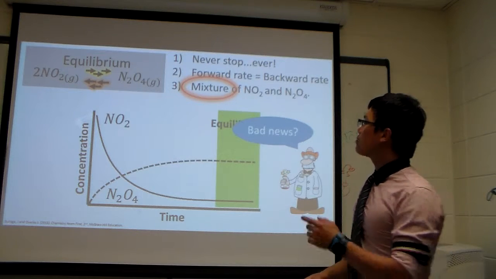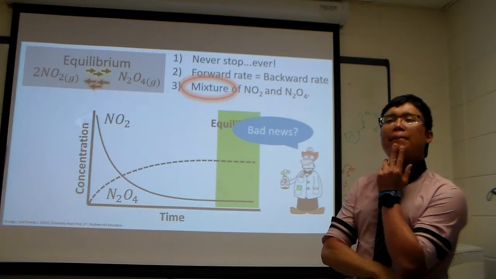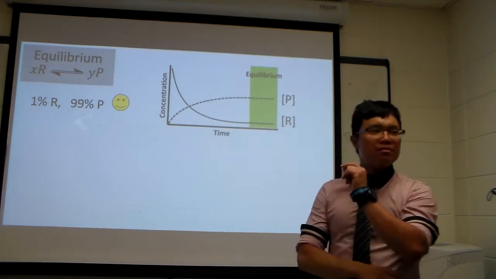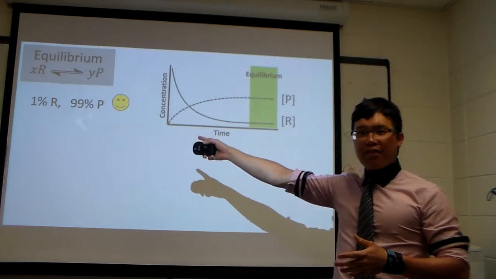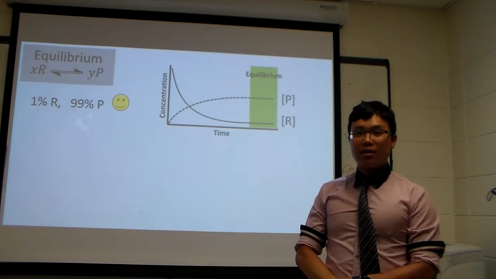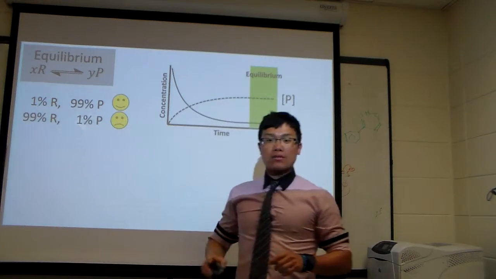Here's what they think. They think, huh, I'm getting a mixture. What do you really mean by mixture? It's a mixture of 1% reactant and 99% product. That's a great mixture. I like that, right? This is a good mixture. It'll keep them happy. Or 99% reactant and 1% product.